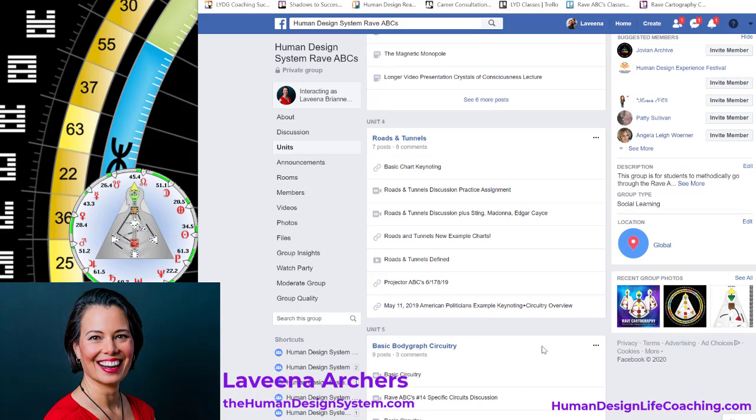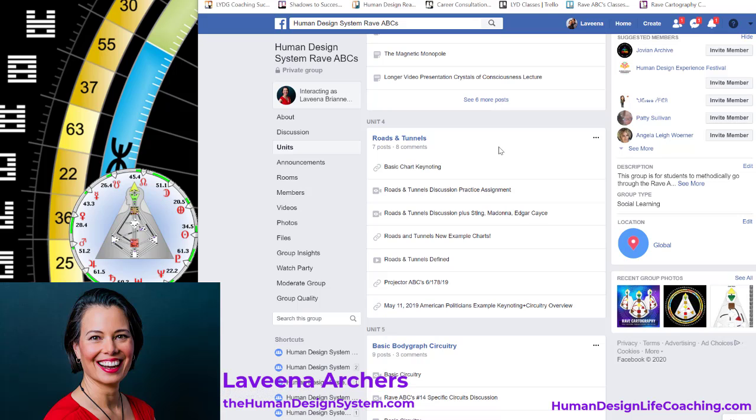In Unit 4, we go through Roads and Tunnels, so we're going to talk about basic chart keynoting, and there's a practice assignment. So I have example charts from previous classes where my students picked certain people and told us why they were interested in them. And so going through this particular class, we have example charts to play with from before, some different elements that I did as an example, and then also students contributing their awareness as well.